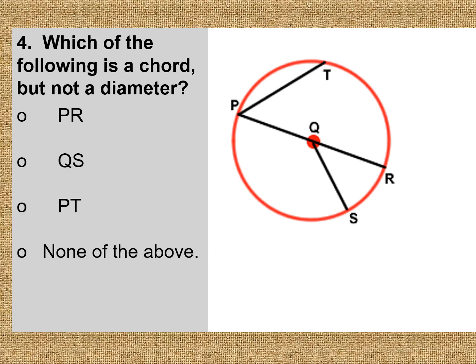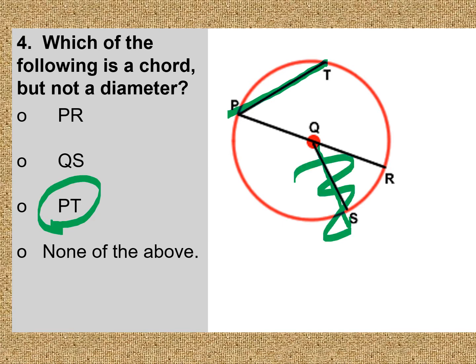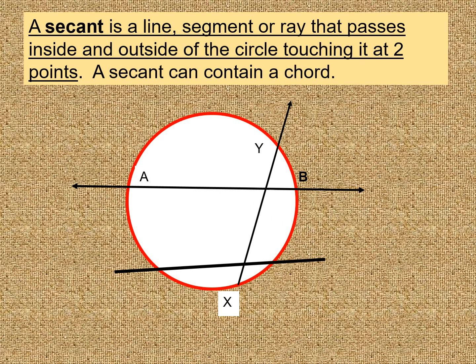Which is a chord but not a diameter? PR? No, that's a diameter. QS? That's just a radius. PT? That's it. Okay? Just a chord, not QS. So next we're looking at a secant.